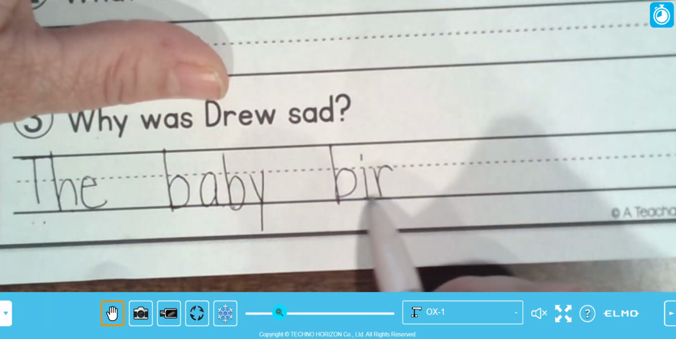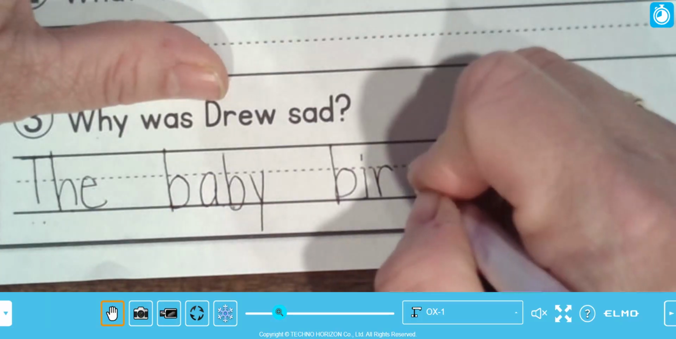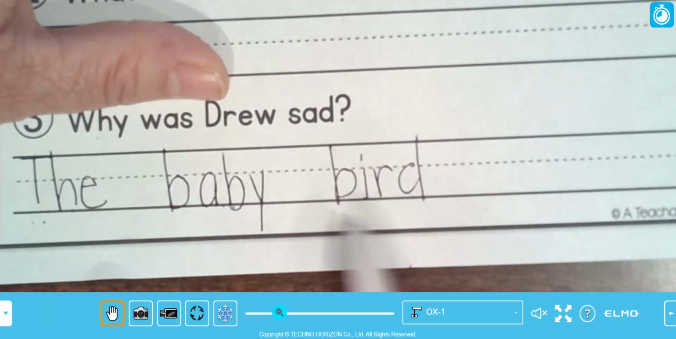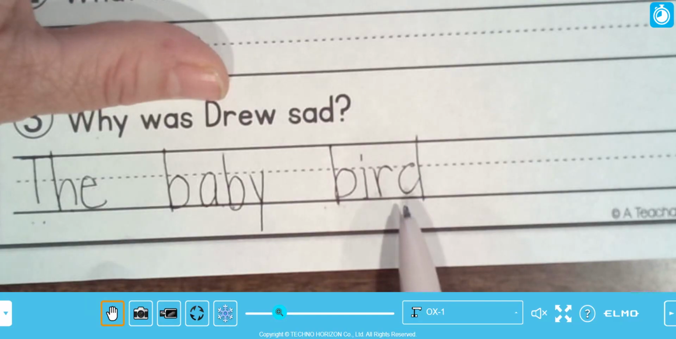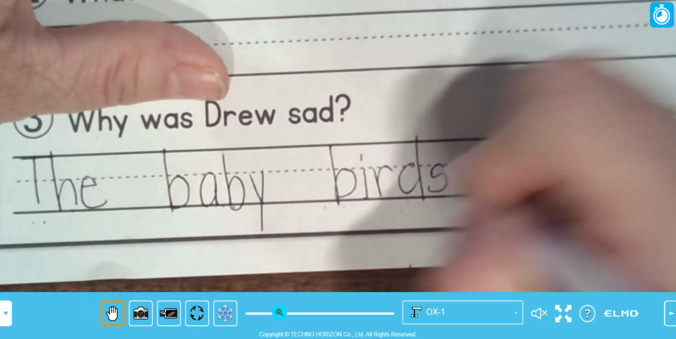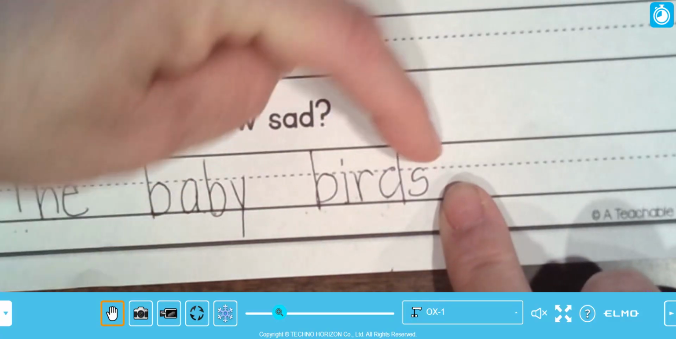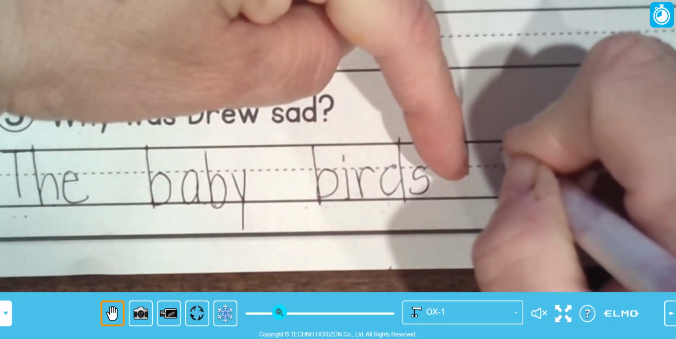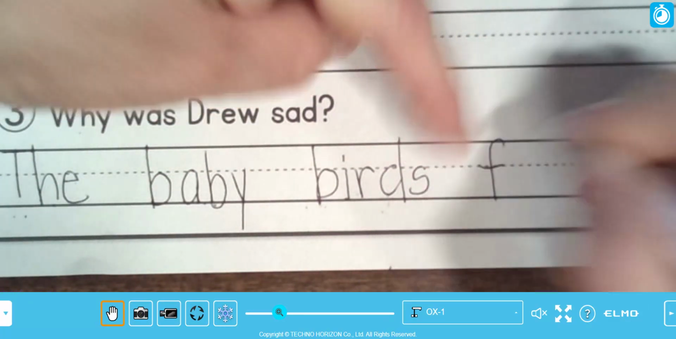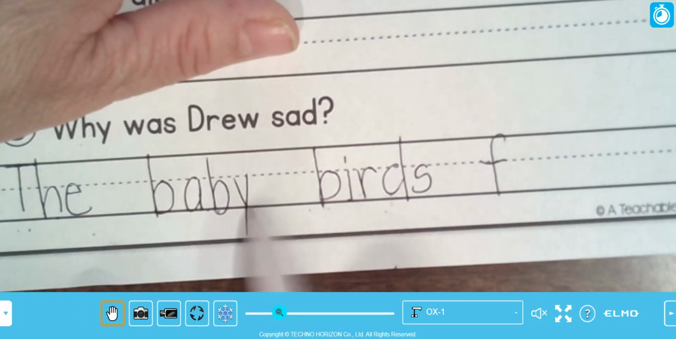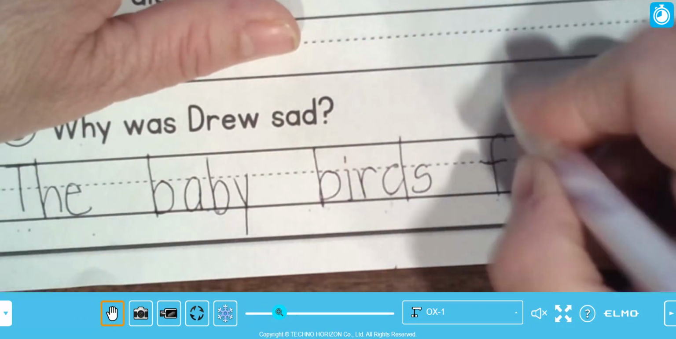Remember that makes a sound. Bird. But if I leave it bird, it's only one bird, and there was more than one. So I have to add an S at the end to make sure you know that it's more than one. Birds. Okay, one finger space, and then I'm going to write flew.